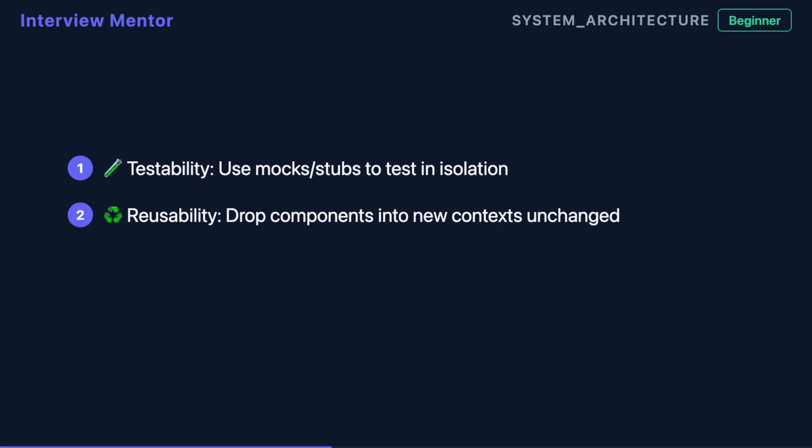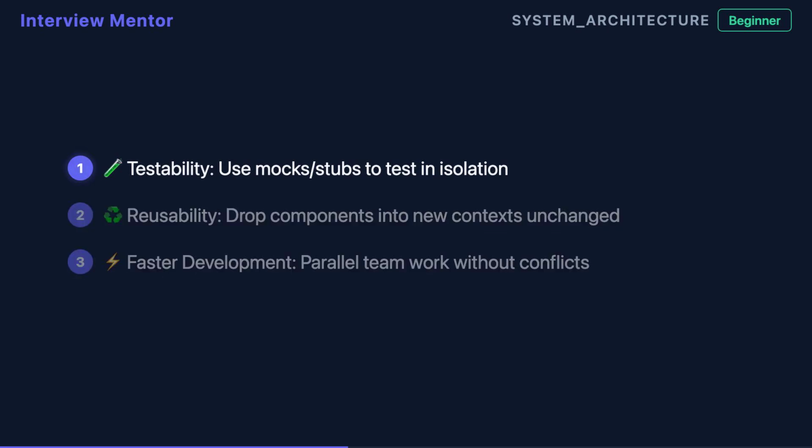Loose coupling also supercharges testability and reusability. You can test components in isolation using mocks or stubs, making unit tests faster and more reliable. And because components aren't hardwired to specific implementations, you can drop them into different contexts. That email service you built for one app? Reuse it in another without modifications.